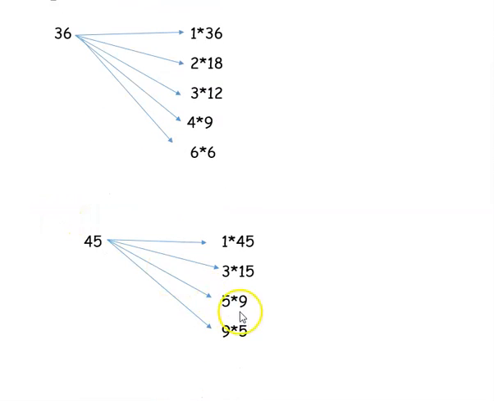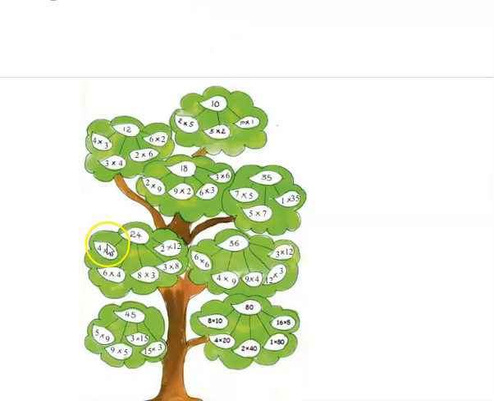The next number is 45. 1 into 45 is 45. Then second table you will not get 45. So in third table 3 into 15 is 45. Fourth table you will not get 45. So in fifth table, 5 into 9 is 45. Then in ninth table, 9 into 5 is 45. So this you can write in this tree like this.